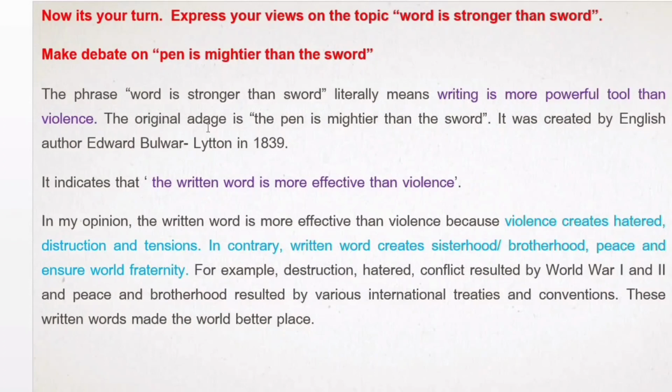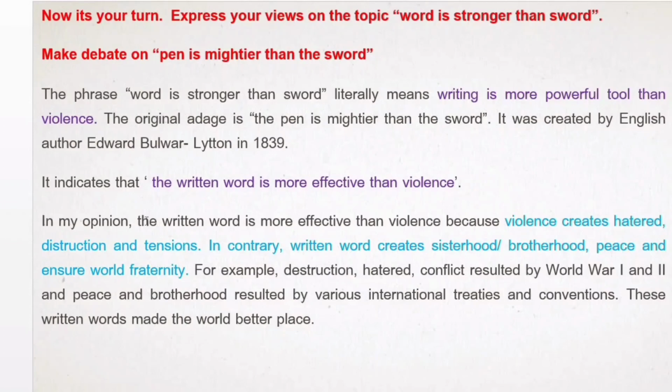The original adage is "the pen is mightier than the sword." It was created by English author Edward Bulwer Lytton in 1839. It indicates that the written word is more effective than violence. What is more effective? The written word is more effective than violence.